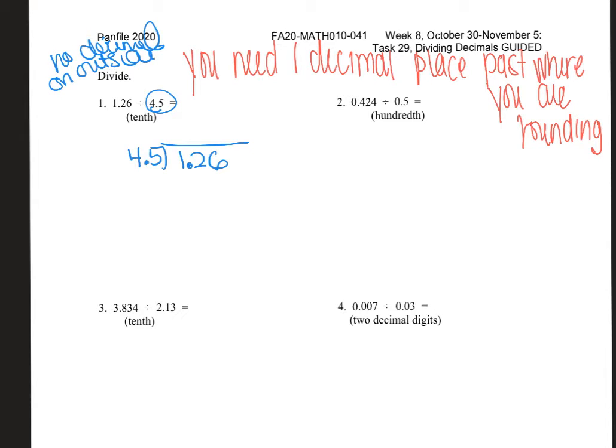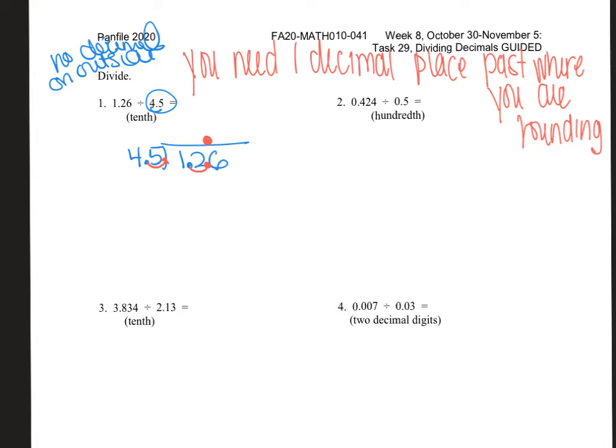Okay, so if we don't want a decimal on the outside, how do we change it? Well, we move this over one. If we move it on the outside, we have to move it on the inside. So this gets moved and then it gets popped up. So basically our new problem is 45 into 126.